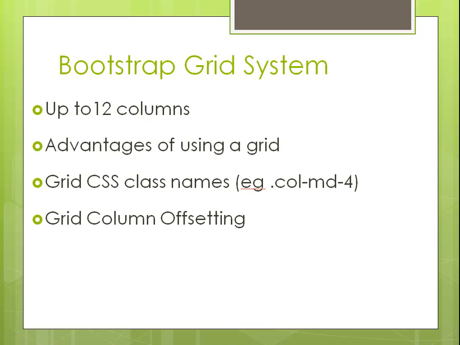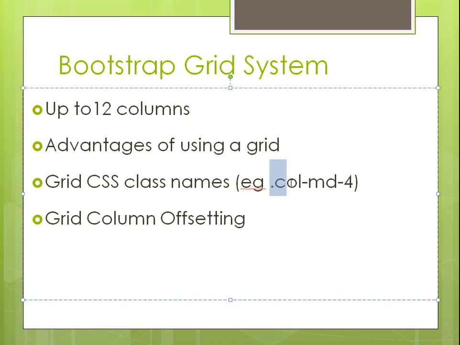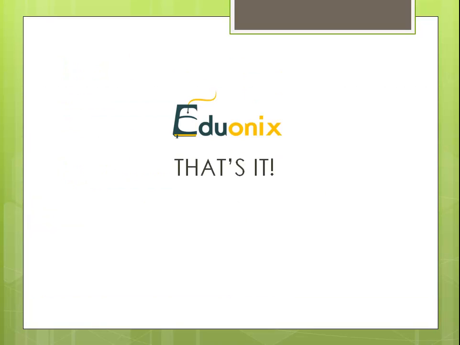And of course we used the grid system, which is a 12 column grid system. We talked about the advantages of using a grid and the grid class names. We have the class col-md, and then the actual number of columns that you want. We could also do small or large, and md basically means medium. And we talked about grid column offsetting. So that's basically the summary of what we've learned in part B.